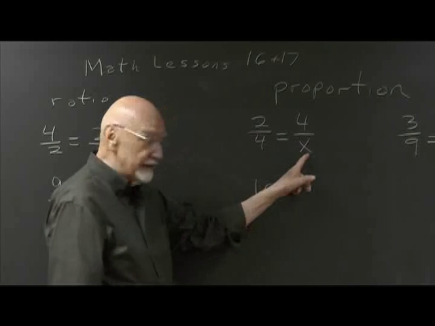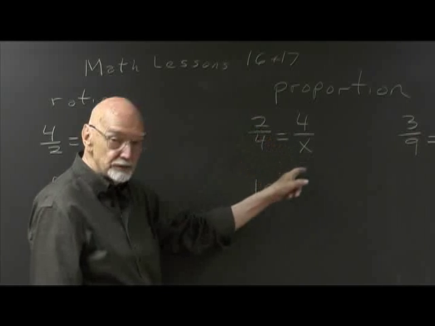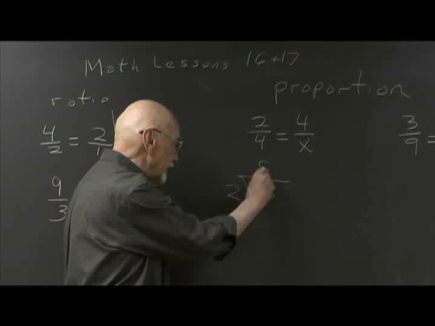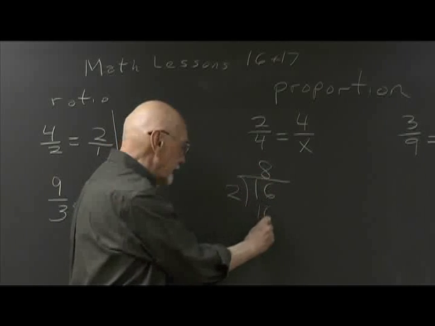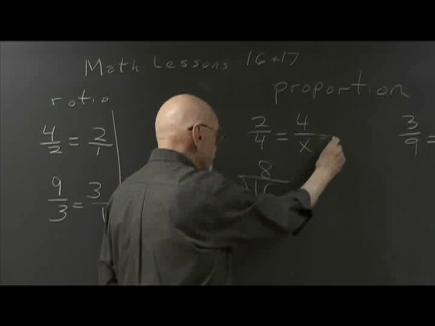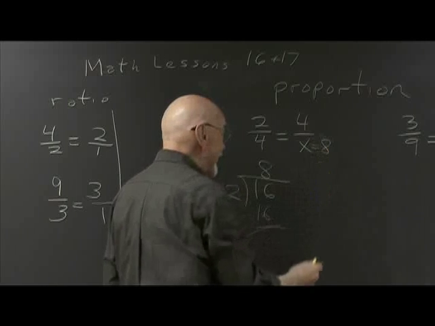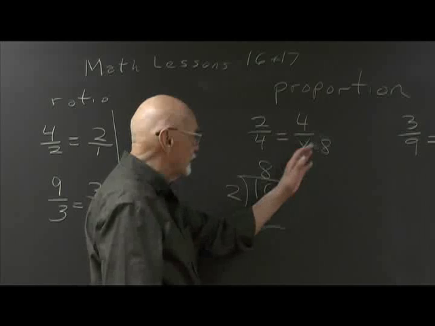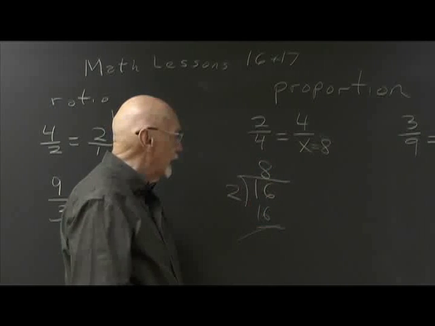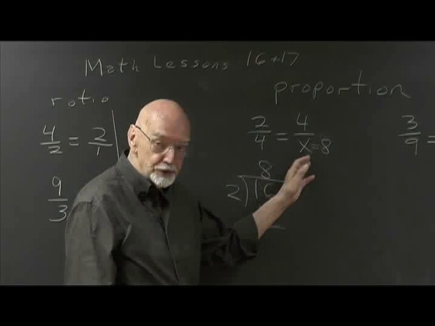Then, to get the X, the missing number, you divide by the one that has nothing across from it. So 2 into 16 would be 8. And that's what X is. X equals 8. So if you were to reduce this, you could get 2/4. You could get 1/2 because it's the same proportion.